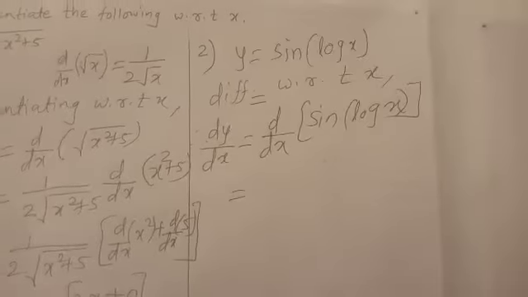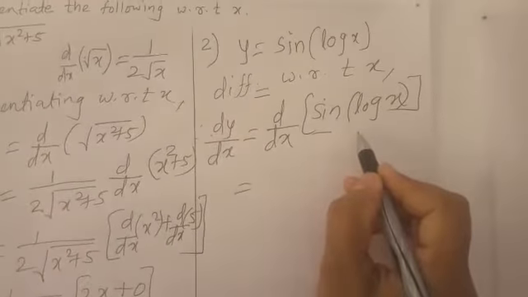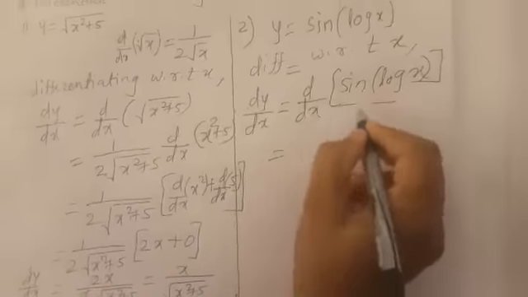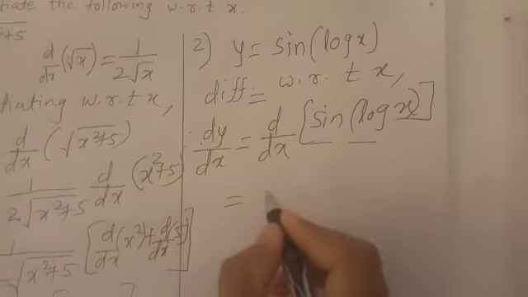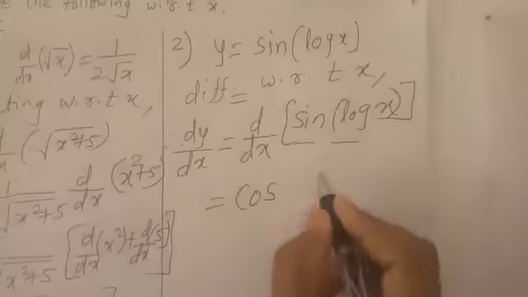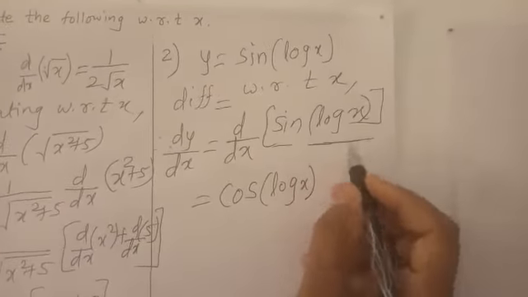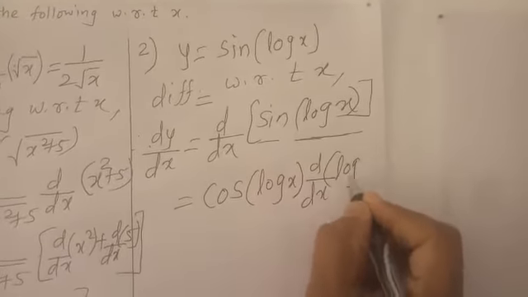Now first we have to find the derivative of sin x. After that we have to find the derivative of log x. Therefore, derivative of sin x, already we have seen the formula, is cos x. Therefore, cos of log of x. And now we have to take the derivative of log of x. Therefore, d by dx of log of x.